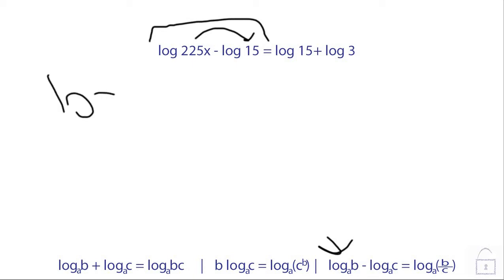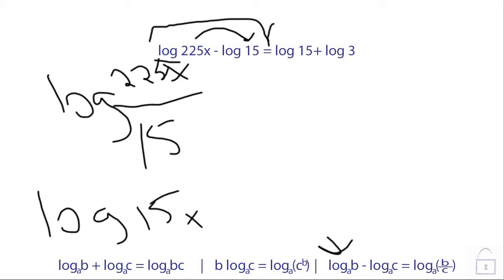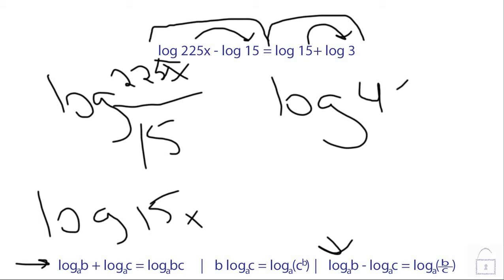So log of 225x over 15 reduces to log of 15x. All right, so now looking at the second side, we have log 15 plus log 3, and that's this first rule. So we multiply the 15 by the 3, and that is 45. So we can rewrite this as log of 45.